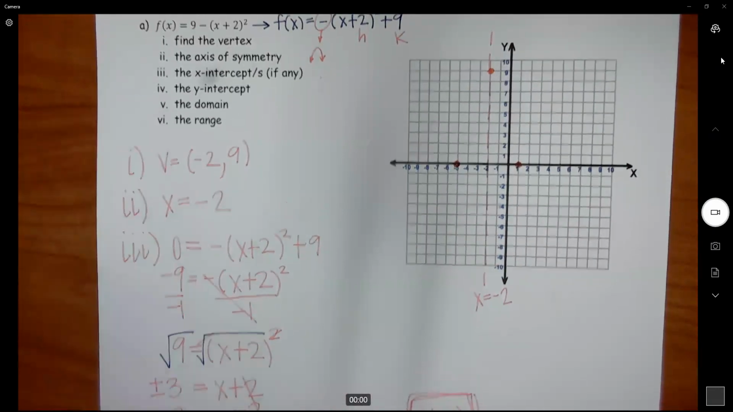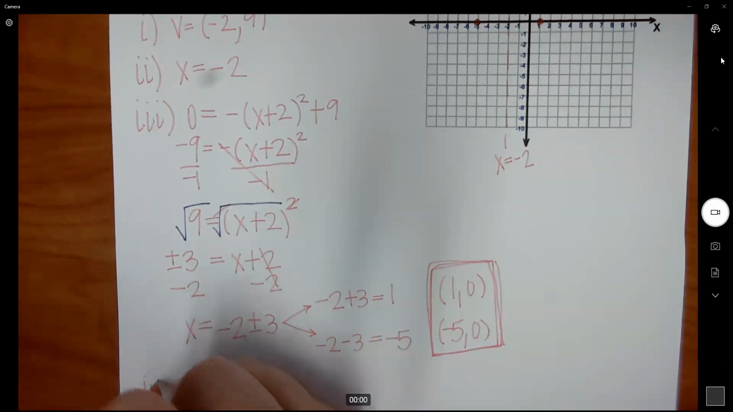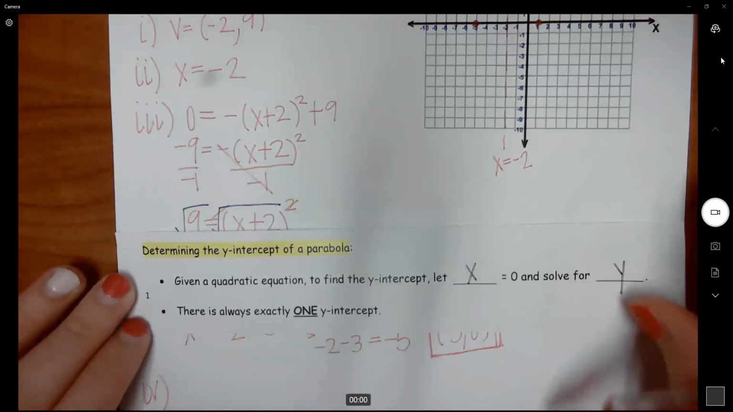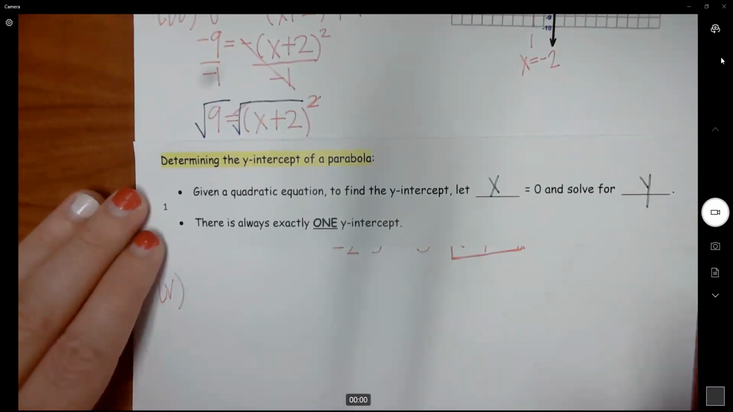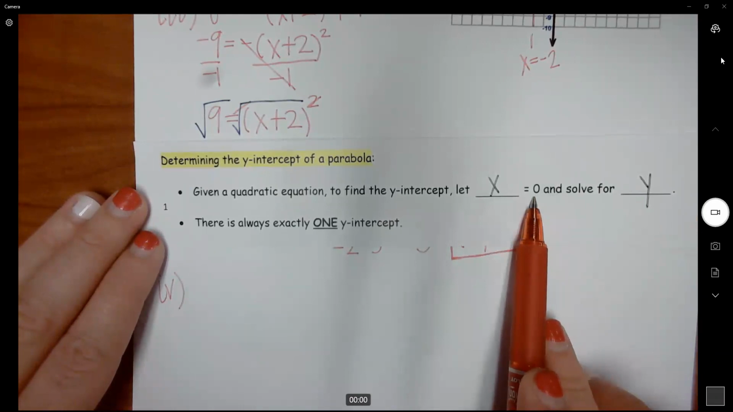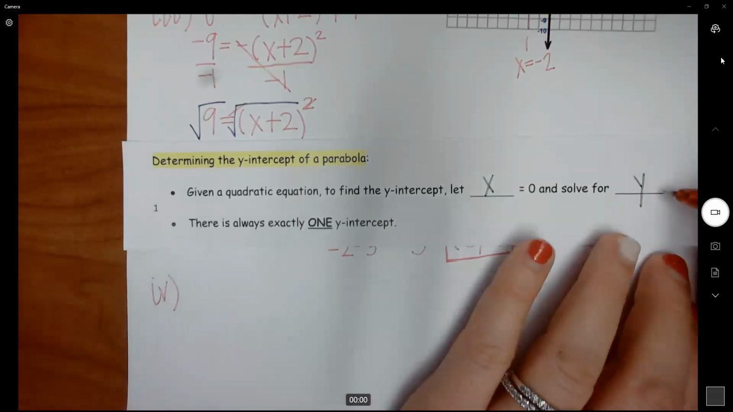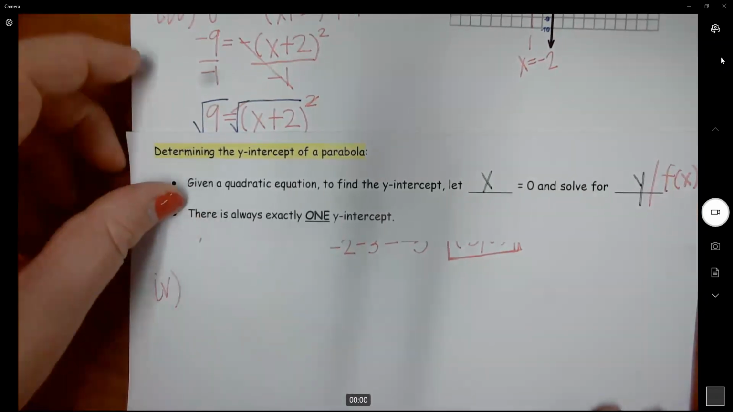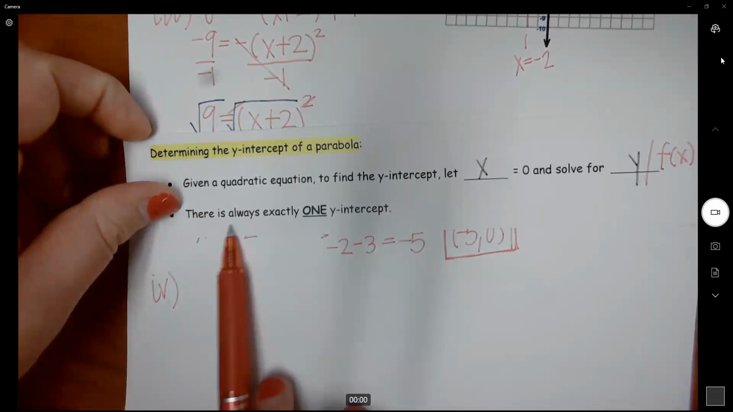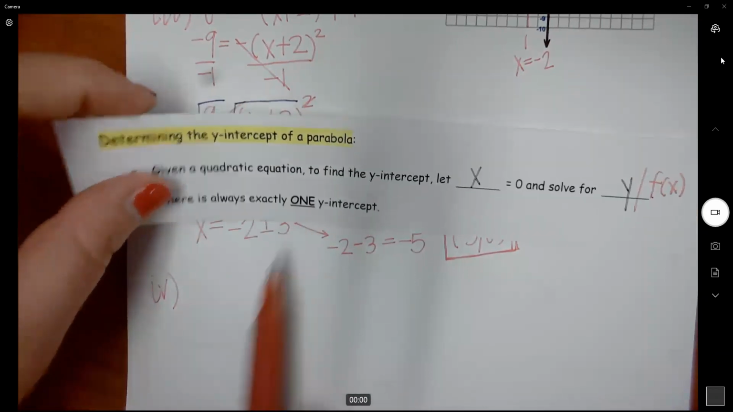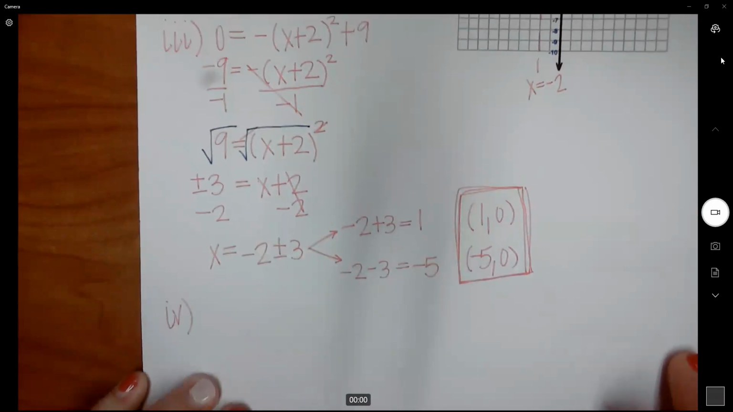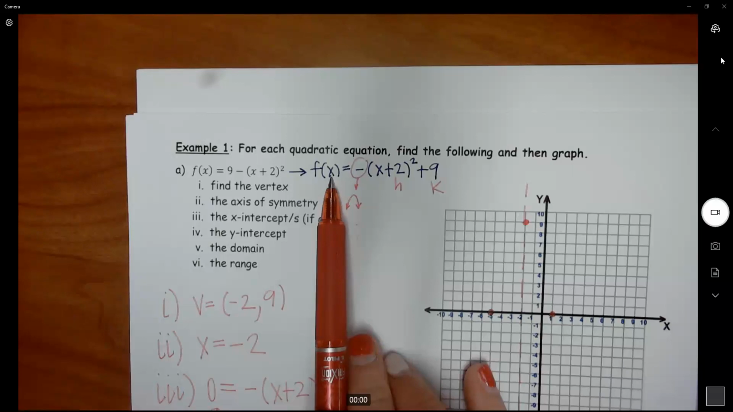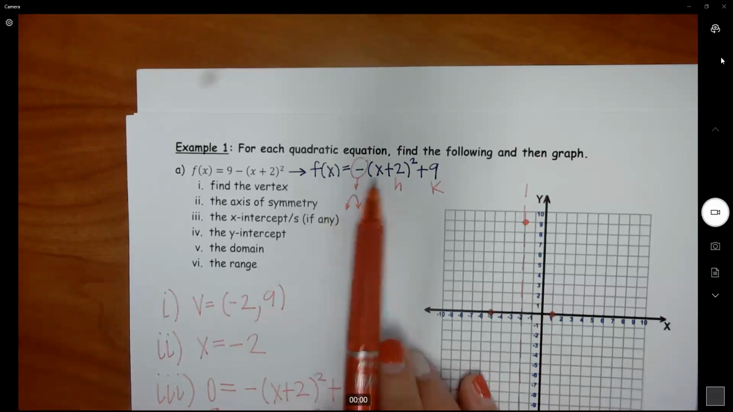Part 4 wants me to find the y-intercept. To find the y-intercept, we're going to let x equal 0, and now solve for y, or again, f of x. There will be one, so I need to make sure I get one solution here. So I'm going to take my equation, replace f of x with y, and put 0 in for my x.